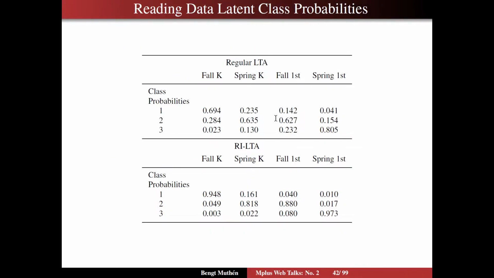Slide 42 then talks about the latent class probabilities at the different time points. So each of the 4 time points here, and here are the 3 classes, and we have regular LTA at the top and RI-LTA at the bottom. Starting in the fall of kindergarten, regular LTA says that we have about 69% in the lowest class, whereas RI-LTA says that we have about 95% in the 0 class. So quite a big difference here.